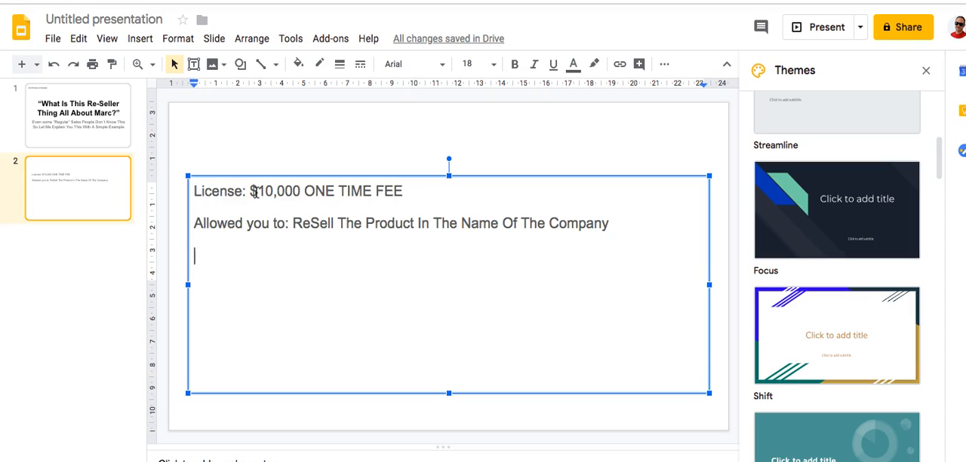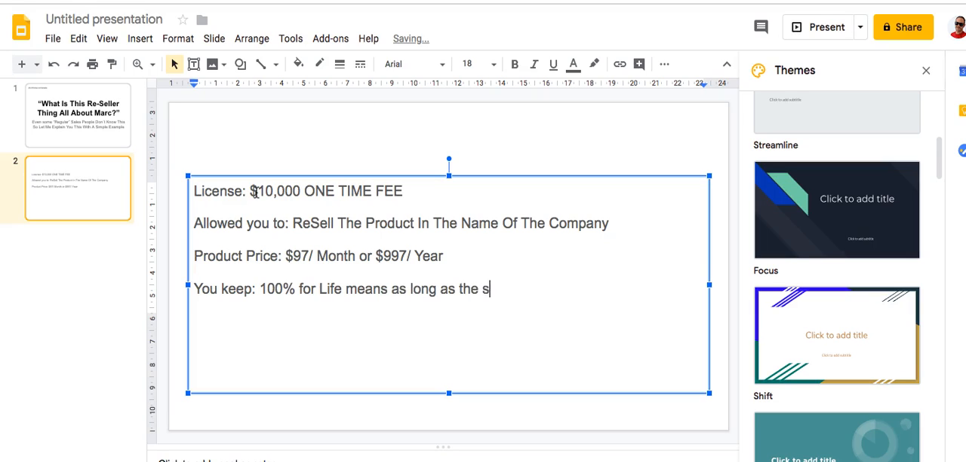So what is the good part in this case? Well, let's go with this. The product price is $97 per month, or $997 per year. That means it's a subscription fee, okay? So people are buying the software and they pay $97 over and over again. And the cool part is, in this case, you keep 100% for life, means as long as the subscription is active.